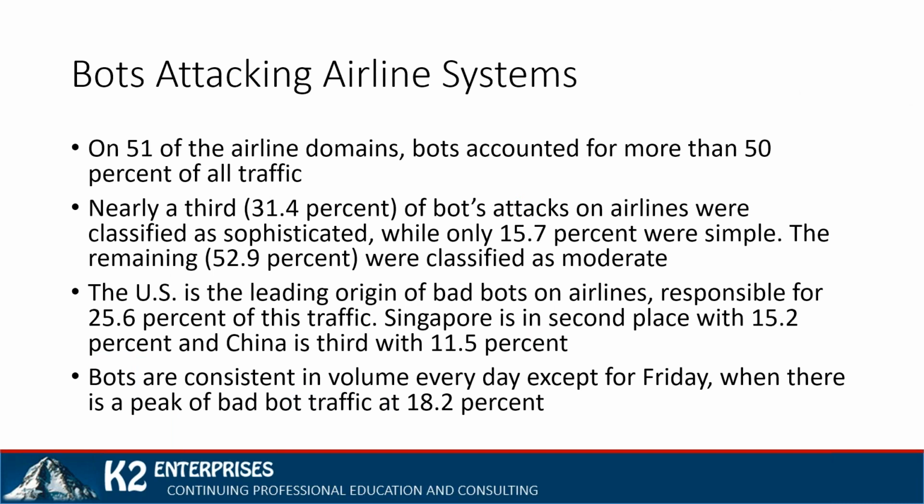An example of a place that struggles with these mightily is going to be the airline systems. On 51 of the airline domains, more than 50% of all traffic was bots trying to either scrape data off or get access to, or disrupt the airline ticket sales or do other things like this. Notice that a third of the bots are classified as sophisticated, only 15% were simple, and the remaining 52% were moderate. And again, bots are consistent in volume every day except Friday, when there's a peak of robot traffic at 18%.